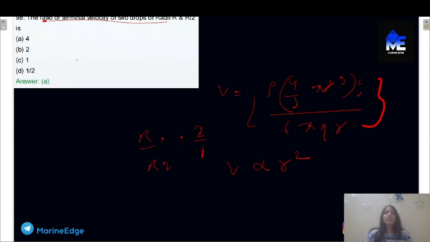So now it is asking what is the ratio of the terminal velocity. So R1 square upon R2 square. So that gives us 4 is to 1. That is option A. Right?